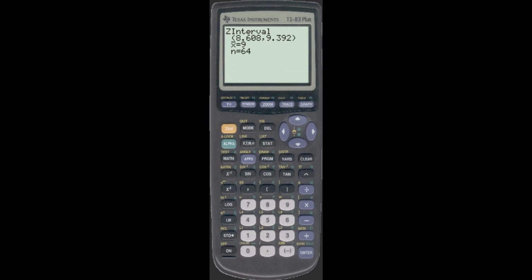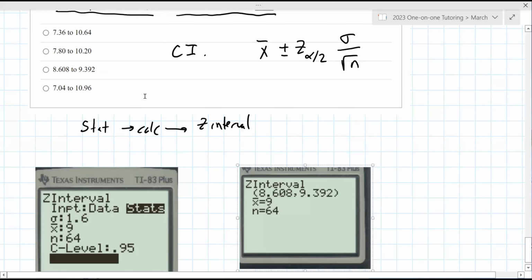And there it is. So 8.608 to 9.392. I'll snip that in. We'll go back to the screen. I mean, it's really nice. It does the work for you if you know where to go. Like if you know which tool to pull from your toolbox, obviously it really can be a lot easier. So I'm going to go back to the other screen there. And you can see that it is this third one there.